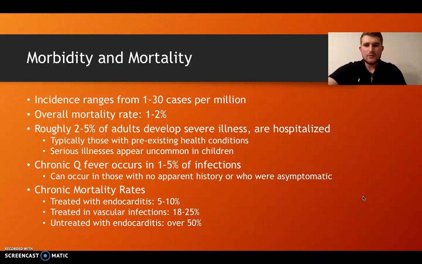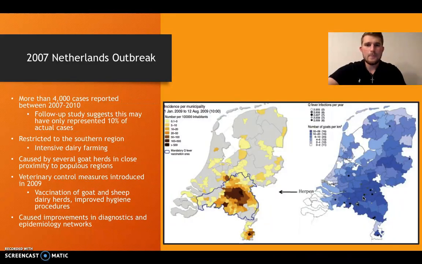As you can see there, endocarditis is 5 to 10% treated, and then vascular infections are 18 to 25% treated. But then those untreated cases with endocarditis are going to be over 50% chronic mortality rates.